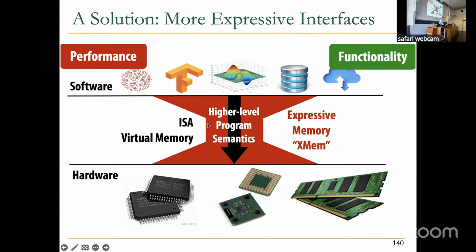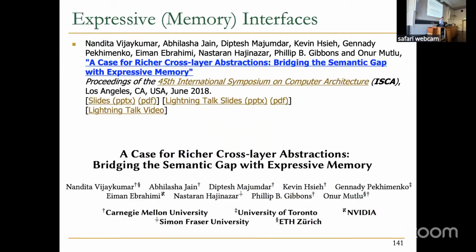How do we actually design the interface such that we can provide higher level program semantics, data characteristics in a more expressive way to the underlying hardware, such that the hardware has choices to actually map the data in different ways, for example? So we actually have some work that I'm not going to go into in detail, but this is one of the works.